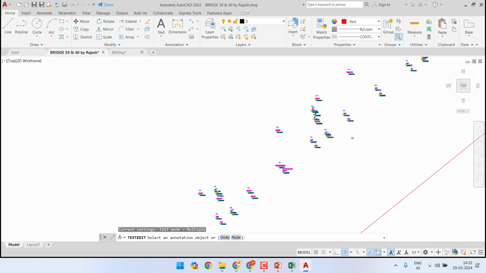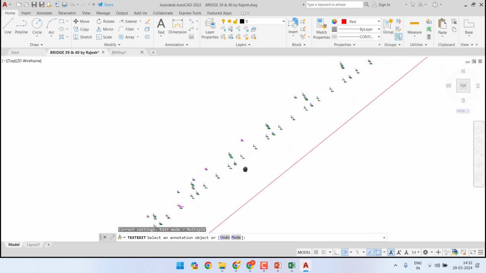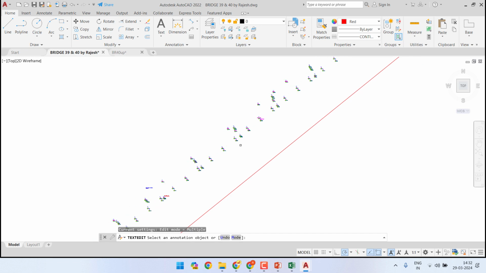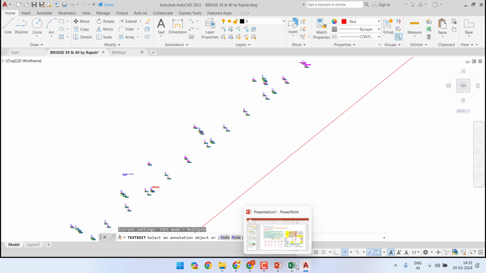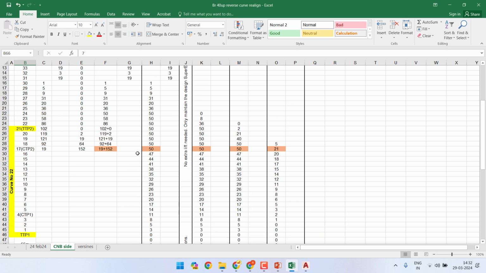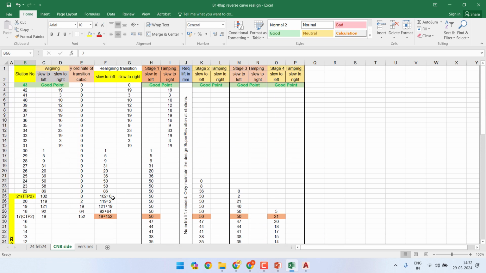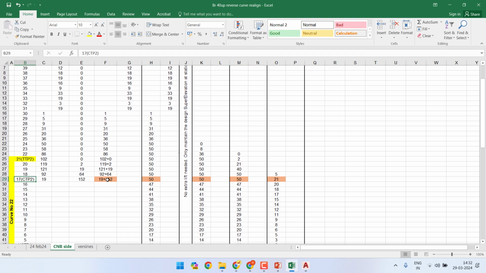Alright, so basically we have a reverse curve, and what was observed in earlier data that we have already seen in the presentation is that outside the reverse curve, CNB side, Kanpur side also, the CTP2, which was the station number 17 of the curve number 22, there was an error of 152 plus 19, which is approximately 170 to 171 mm of error found in this.